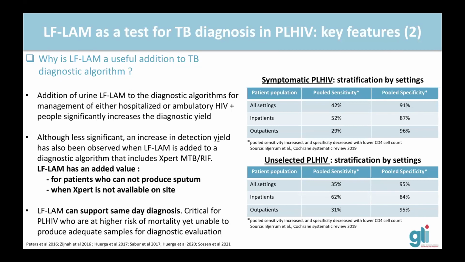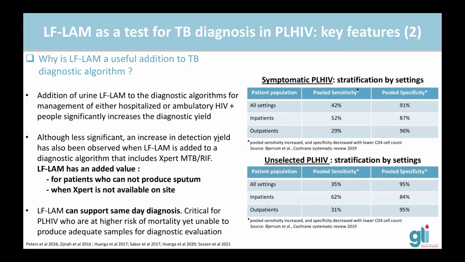I will not go into all the details, but what I wanted to highlight here is that the performance of lateral flow LAM varies depending on the target population. So for instance, whether the people living with HIV are positive to TB symptom-based screening, so they are symptomatic, or whether this is used in people living with HIV irrespective of signs and symptoms of TB. It also depends on the settings.